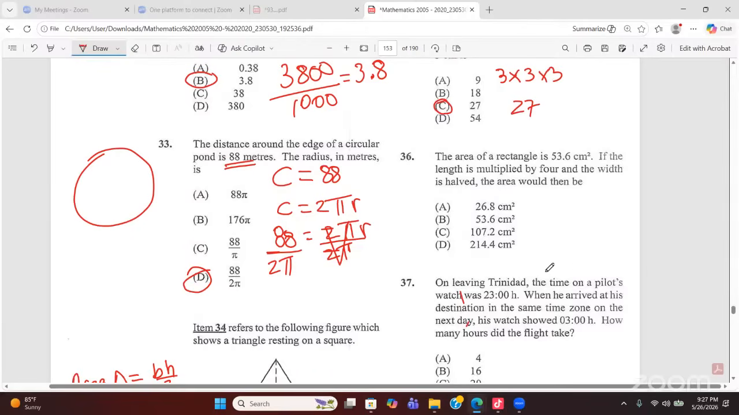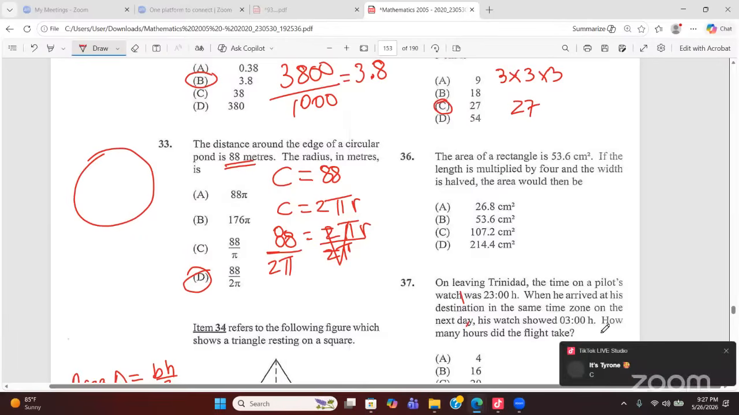The area of a rectangle is 53.6. If the length is multiplied by 4 and the width is half, then the area would change to what? We know this question, but we still have to work it out. The area is equal to length times width. They just say the length will be multiplied by 4, and the width is going to be half.